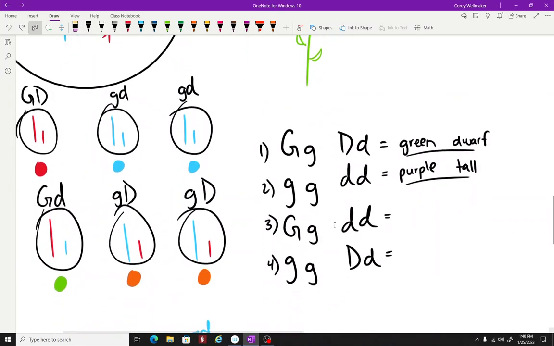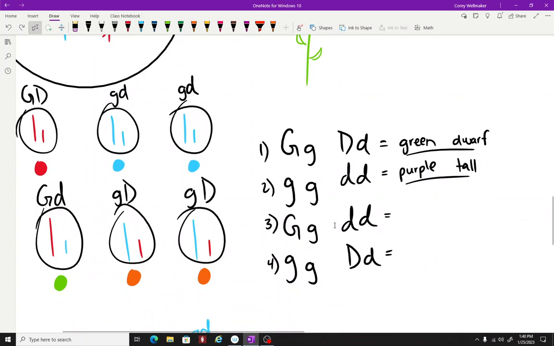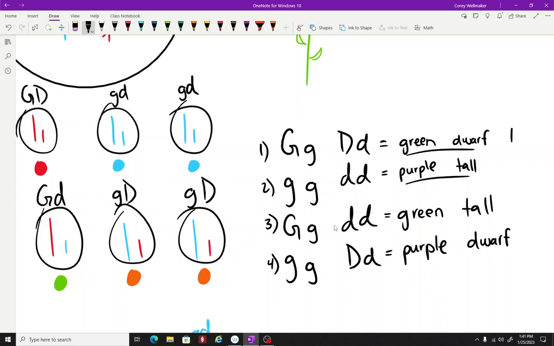And then you're going to have phenotypes that are sort of blends between the parents. You're going to have a green, tall, right? So it's going to look like one parent for one trait and another parent for another trait. And then you're going to have purple, dwarf. And again, you're going to see that in a 1 to 1 to 1 to 1 ratio.